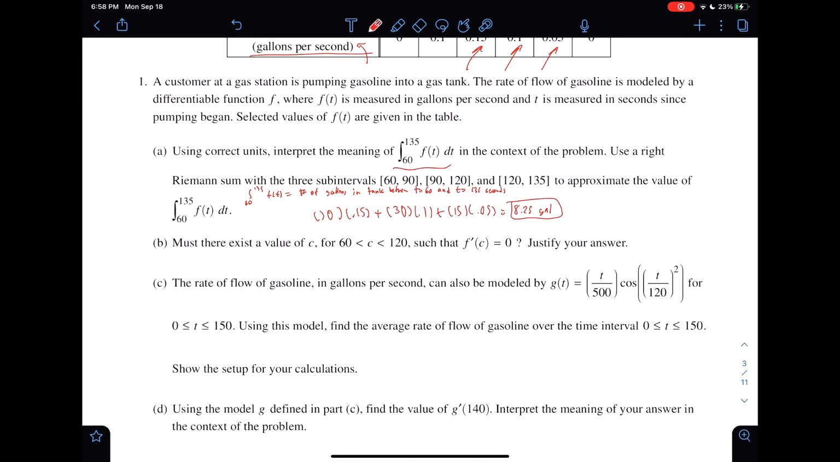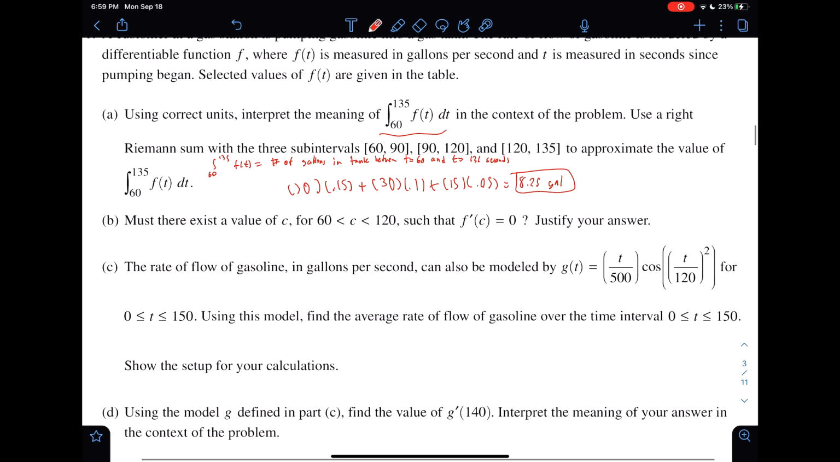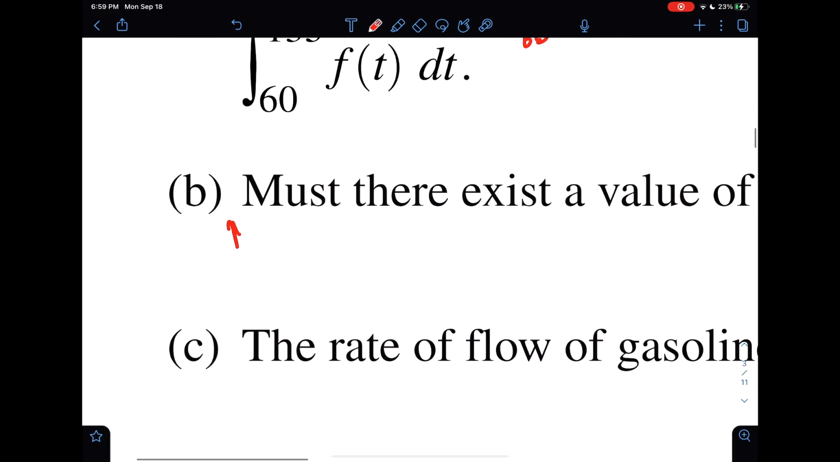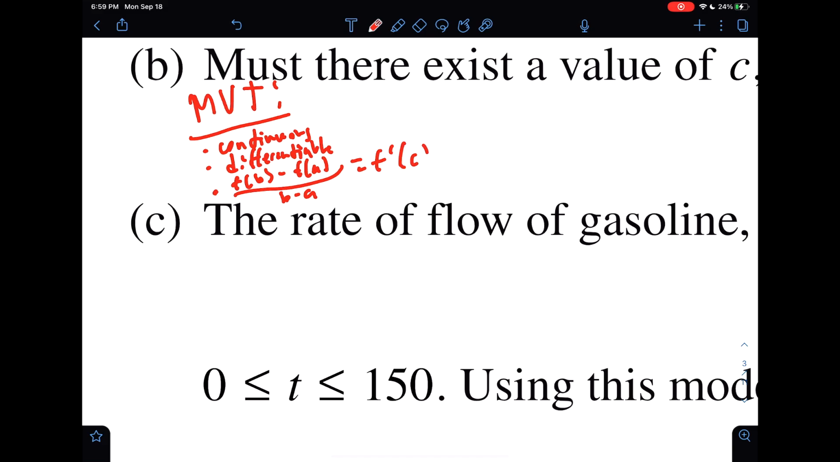Alright, that's part A. Part B: must there exist a value of c for 60 less than c less than 120 such that f prime of c is equal to 0? Justify your answer. Okay, so this is an MVT problem, the Mean Value Theorem. The conditions for this are that the function is continuous, the function is differentiable, and then basically the slope formula: f of b minus f of a over b minus a is equal to f prime of c.